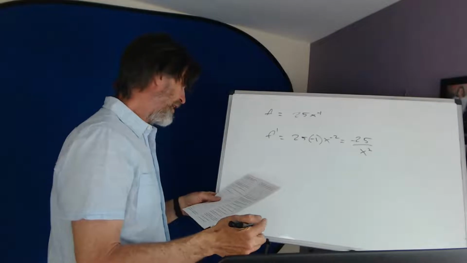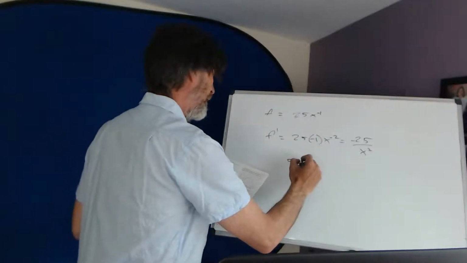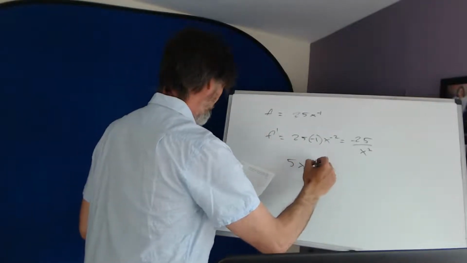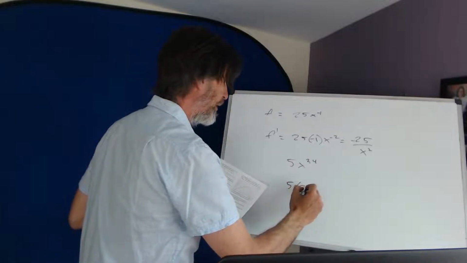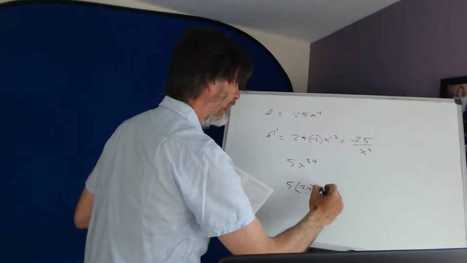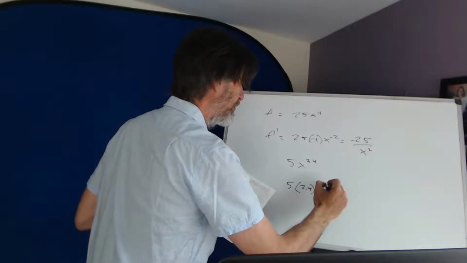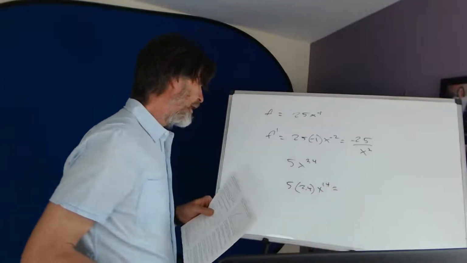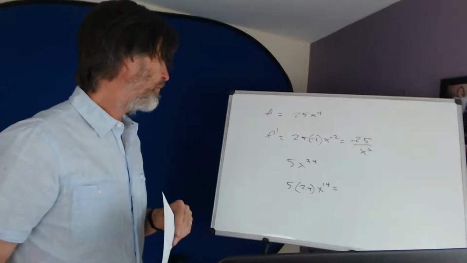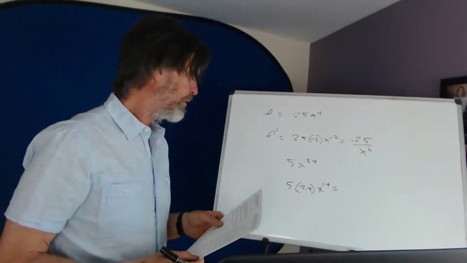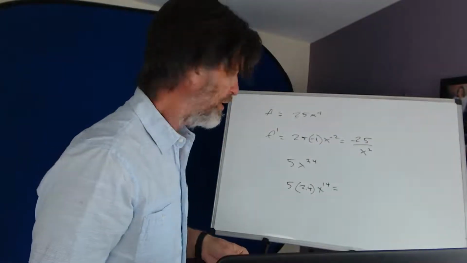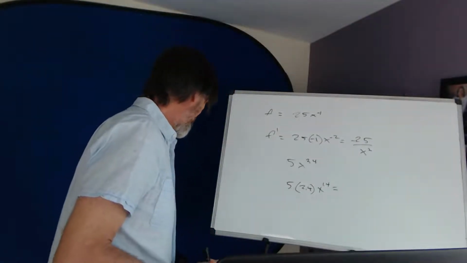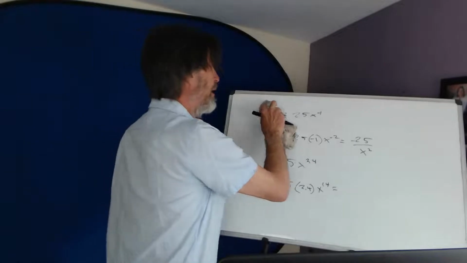Problem C is again, bring the power down. 5x to the 2.4 is our original function. Keep the 5 as the constant multiplier. Bring down the power, keep the x, reduce the power by 1, and 5 times 2.4 I think is 12. 12x to the 1.4. Problem D has been a thorn in our side in this class and in previous classes as well.